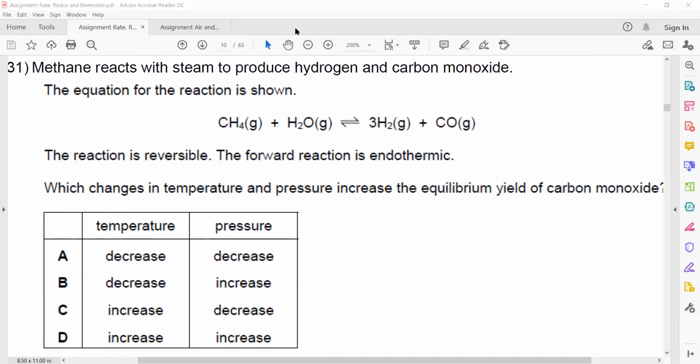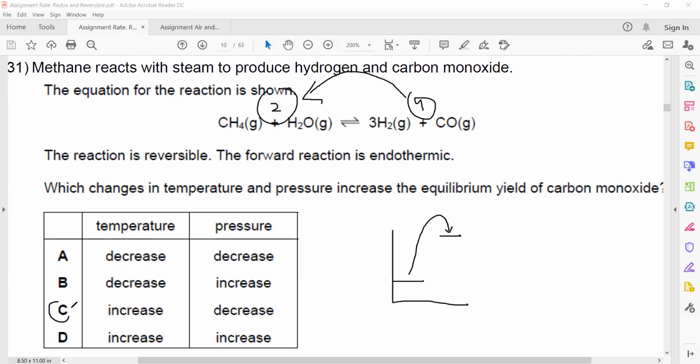So if the reaction is endothermic, the reactants have low energy and the product has high energy. So you should increase the temperature to get more product. And what about pressure? When you check, you have 2 moles of reactant and 4 moles of product. So if I increase the pressure, equilibrium will shift towards the left hand side. So I should not increase, I should decrease the pressure. So C is the right answer.